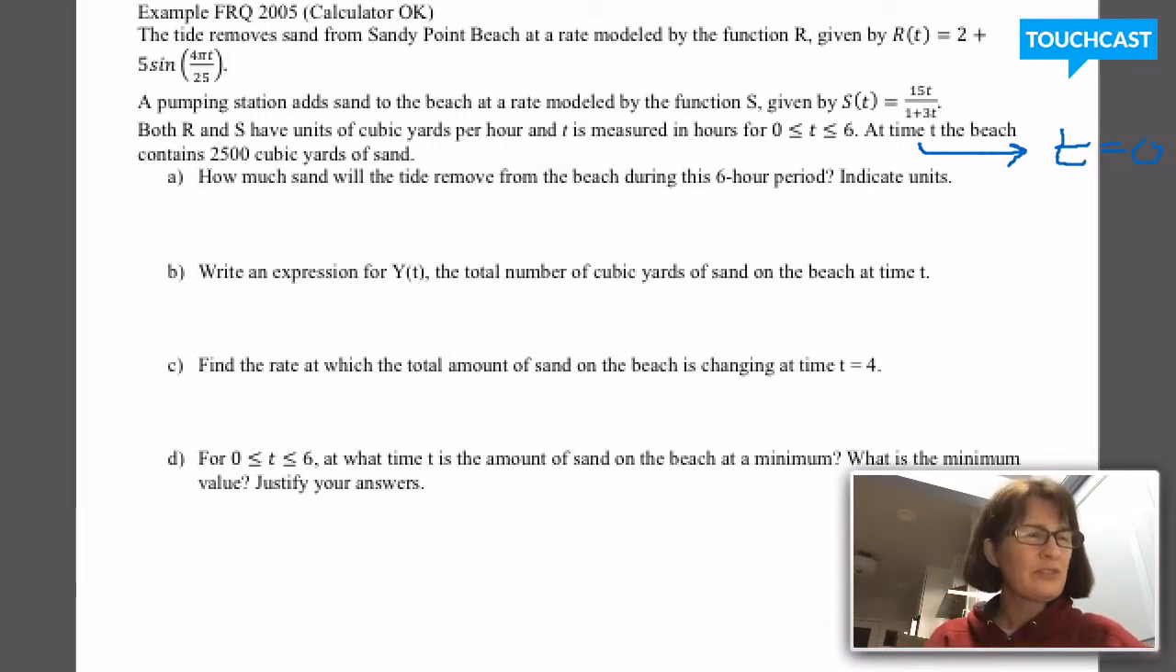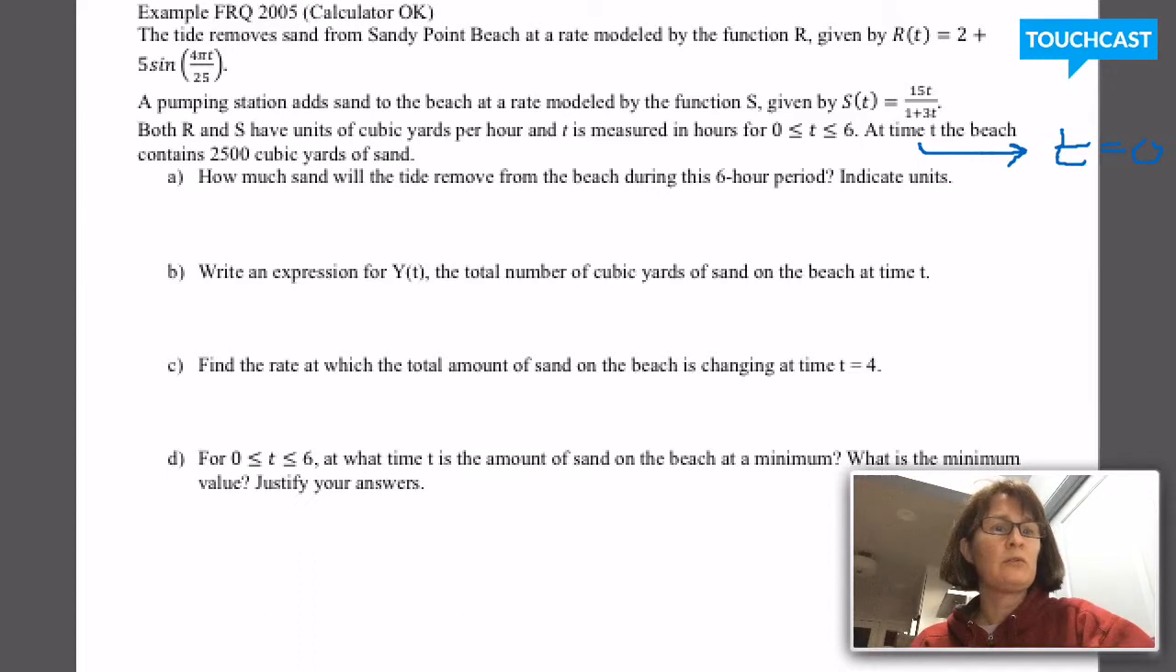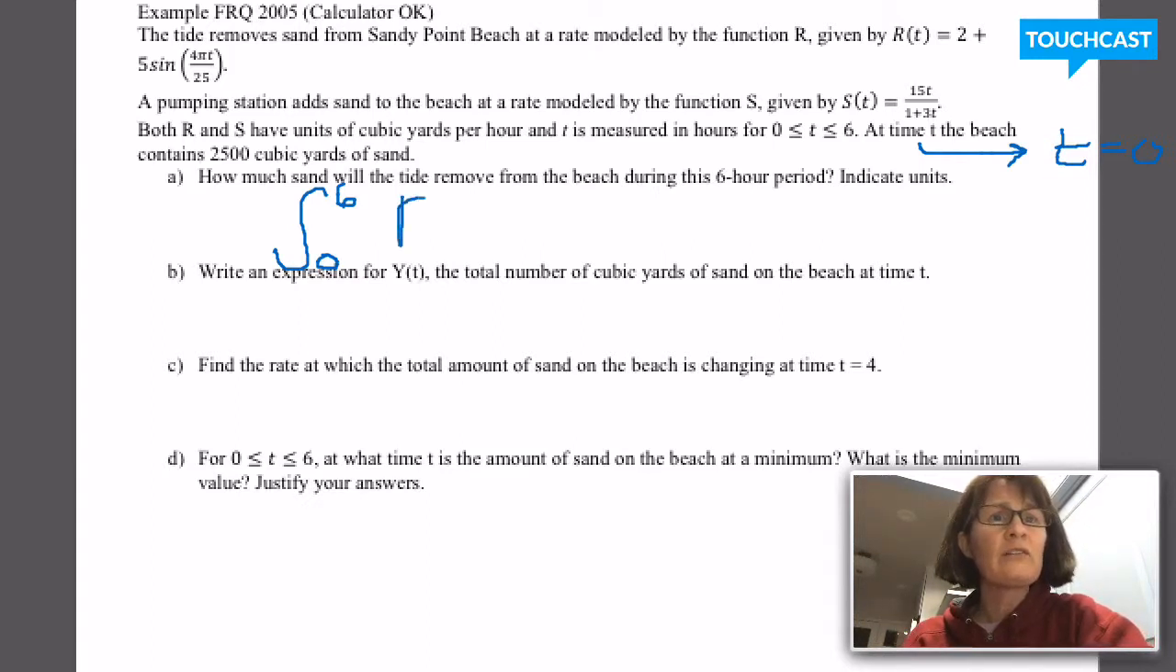So question A, pretty straightforward. You've probably seen something like this in your free response notebook already. How much sand will the tide remove from the beach during a 6-hour period? Well, the only thing that matters to this problem is how fast the sand is getting taken away and how long we wait for sand to get taken away. They were very specific. We are interested in the time interval 0 to 6 hours, and we're going to integrate the rate at which sand is removed, which we've been told is given by this function r of t.